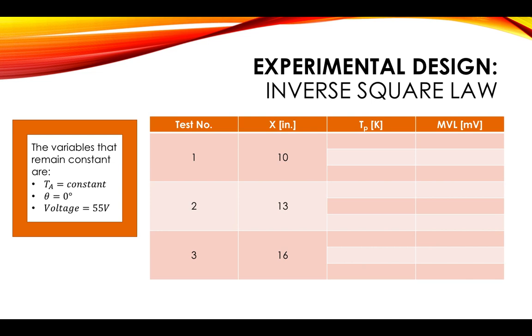The experimental design for the inverse square law will determine how distance affects the radiation heat transfer using the inverse square law. So we will be varying the distance of the plate to the thermopile between 10 to 16 inches with each run. We will collect the parameter temperature as well as the millivolts, and the ambient temperature will remain constant. The thermopile configuration will remain at 0 degrees, and the voltage of the system will be 55 volts.